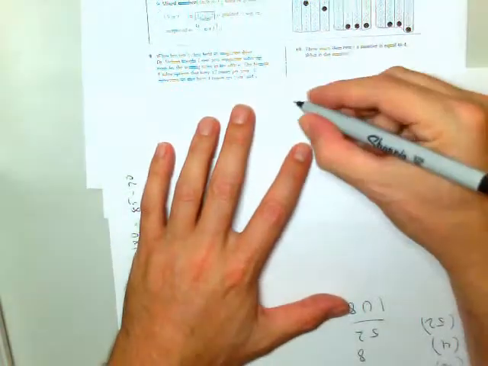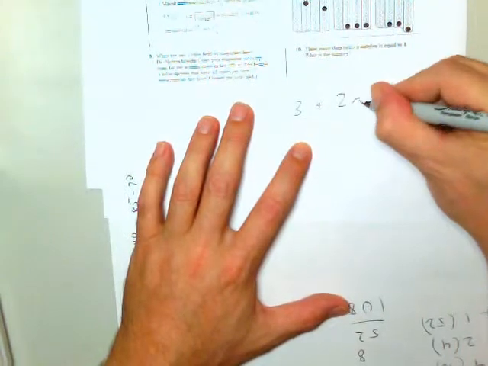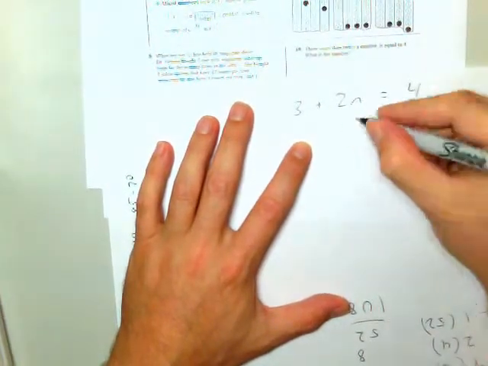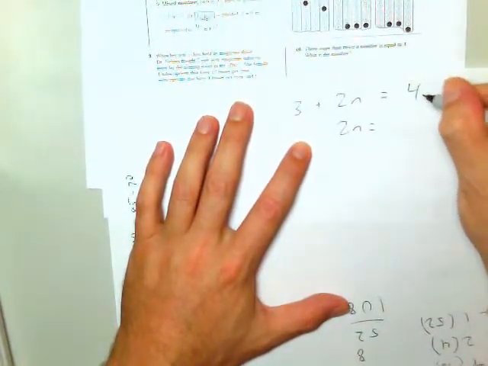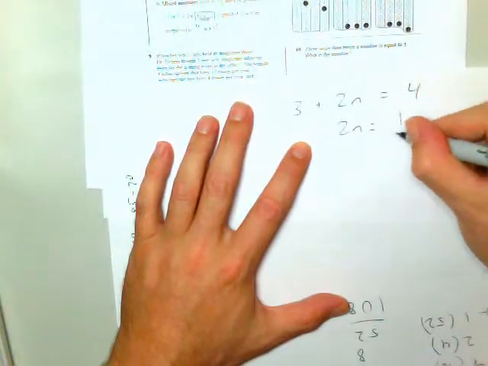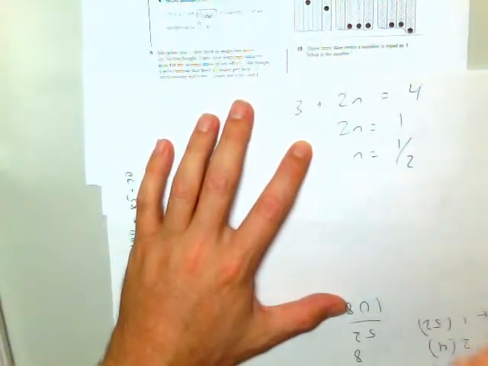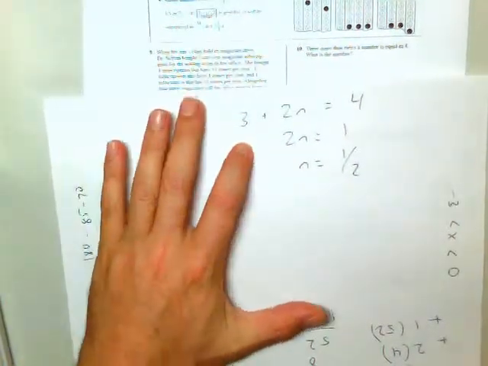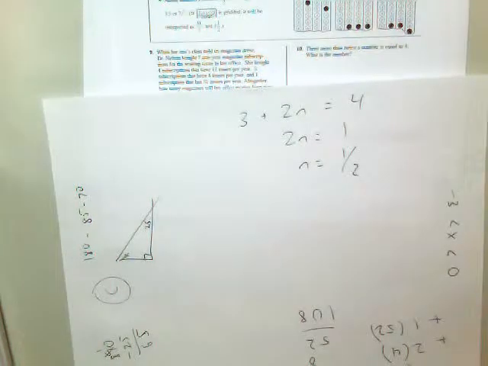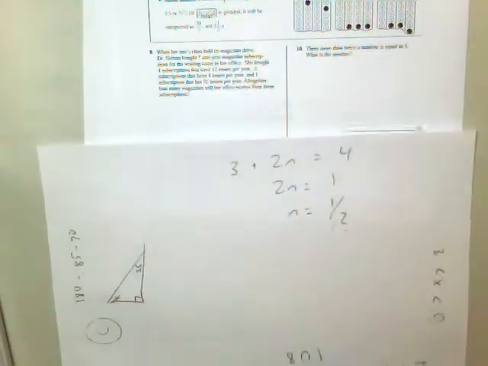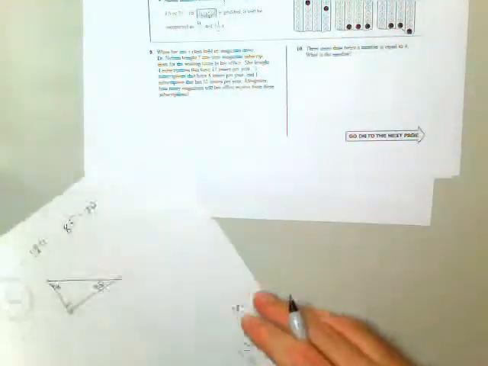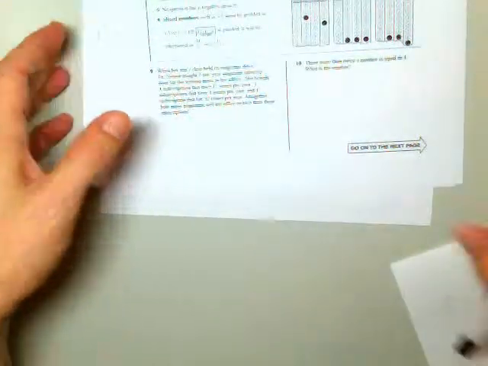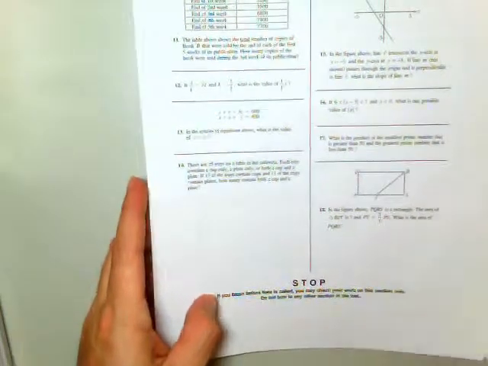3 more than twice a number is equal to 4. What is the number? 4 minus 3 is 1. The number should be 1/2. 0.5. Yeah, you should not get negative answers for these grid-ins, and if you do, it'll say ignore the negative sign when bubbling. Again, it's not usually going to happen.